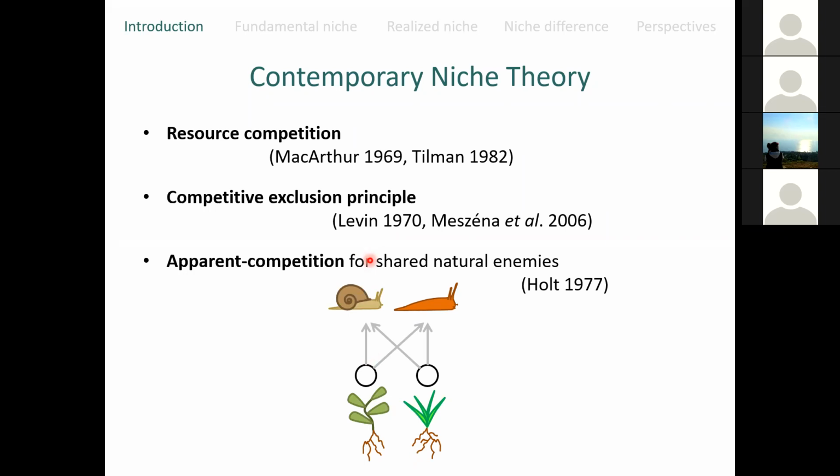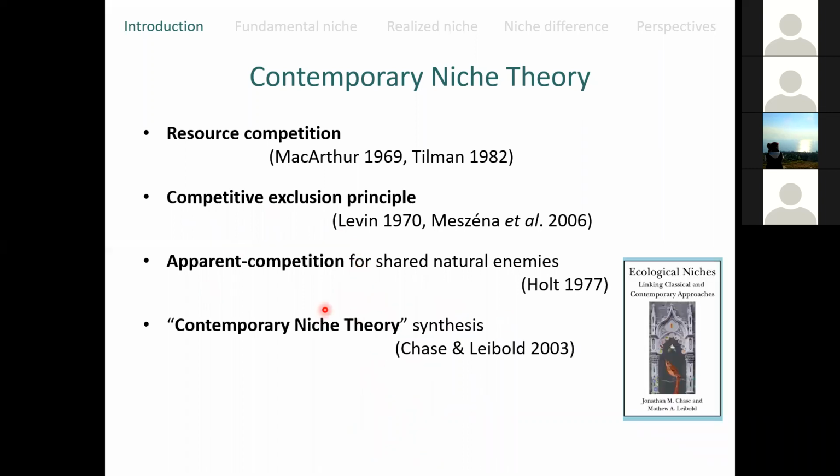So imagine your focal species are sharing some natural enemies, such as my plants here and my slug and snail. You can think of them as mediating something that is very akin to competition. So Bob Holt developed the concept of apparent competition to encapsulate this idea. And finally, I think John Chase and Matthew Leibold really put together this body of work in its generality around competition and apparent competition across these nutrient gradients.